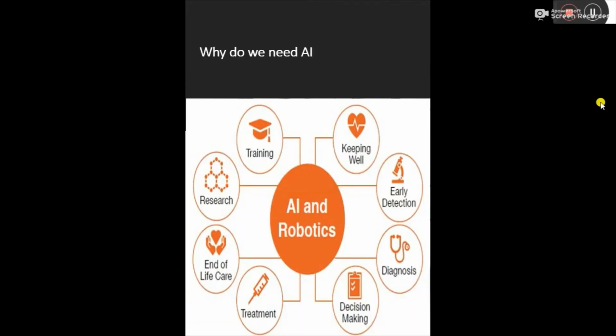So why do we need AI? These are the main criteria in which fields AI is helping us: early detection, diagnosis, decision making, treatment, end of life care, research, and also the training.